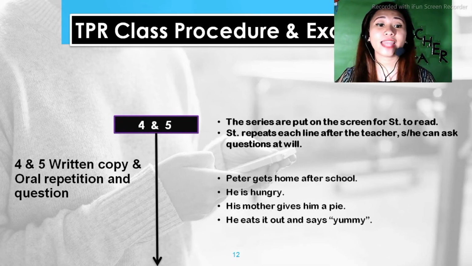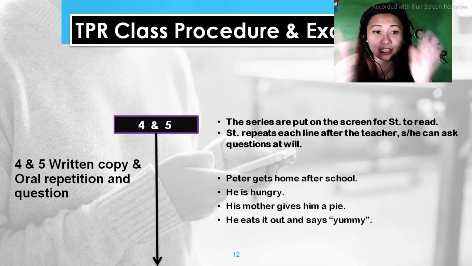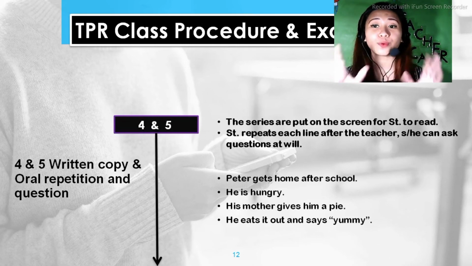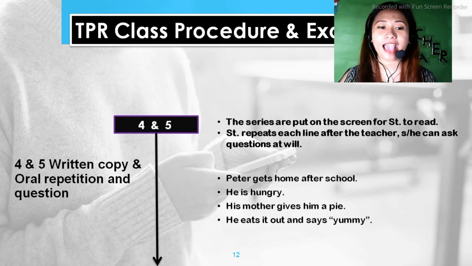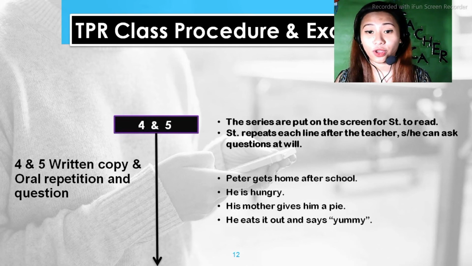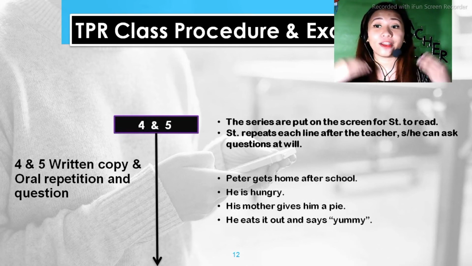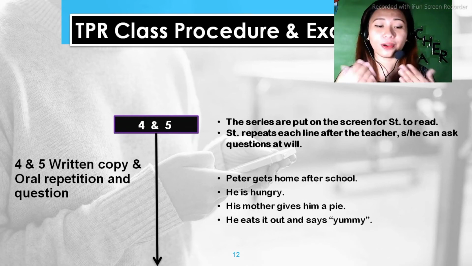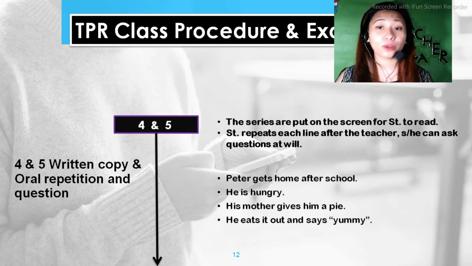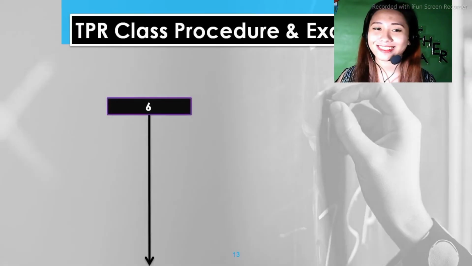Next, we have written and oral repetition for question. So you can have a written copy or your lesson material. You can show the word to the student and then ask the student to do the action. Or you can have an oral repetition, questioning the student about what am I doing, and the student will say the verb or the phrase.